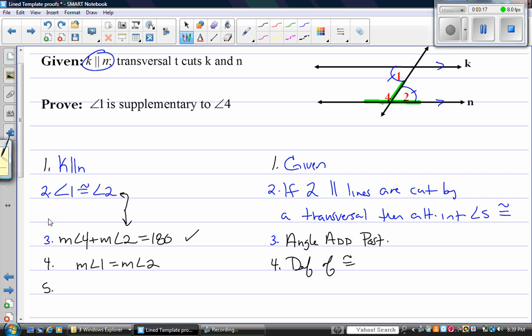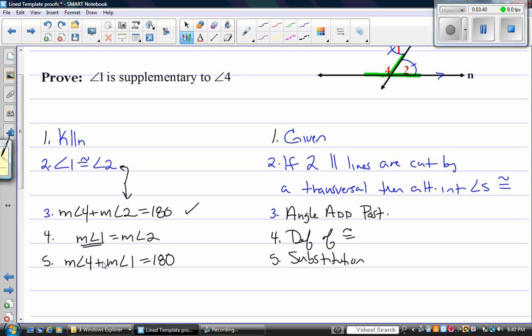Now that I know that, I can actually rewrite step 3, but instead of writing angle 2, I'm going to replace it with angle 1. So I write the measure of angle 4 plus the measure of angle 1 is equal to 180 degrees. That's substitution. Okay. Now, if I've got two angles that add up to 180 degrees, those two angles have to be supplementary. So I write angle 4 and angle 1 are supplementary, and my reason would be definition of supplementary angles.